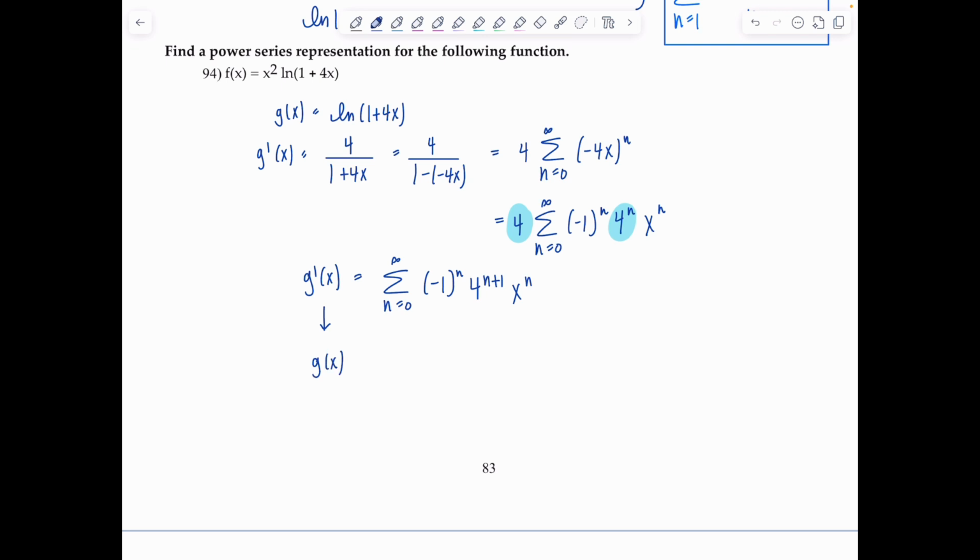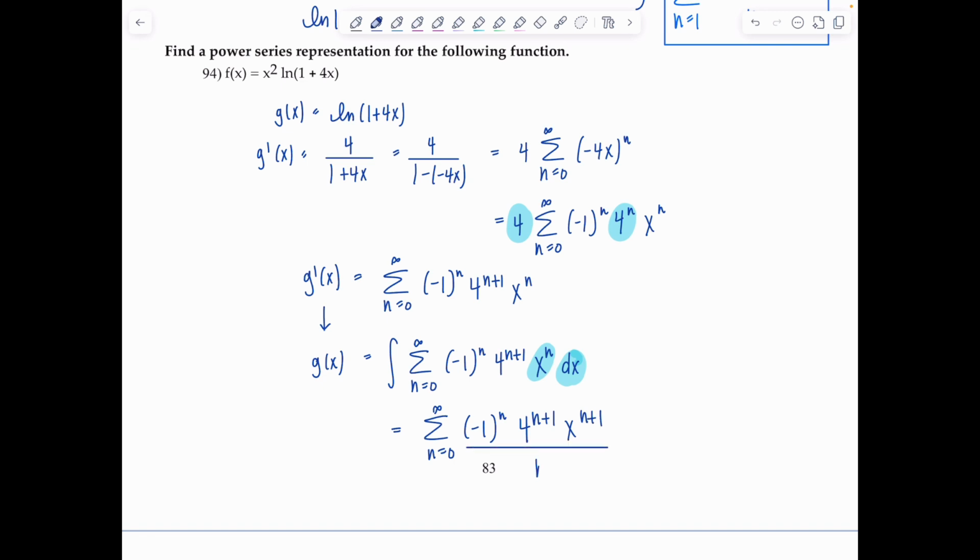So g of x is going to be the integral of the sum, n equals 0 to infinity, negative 1 to the n, 4 to the n plus 1, x to the n dx. No meltdowns. We're integrating with respect to x. That's the only term that involves x. So everybody just comes along for the ride. Don't touch a thing. N equals 0 to infinity, negative 1 to the n, 4 to the n plus 1. Add 1 to the exponent, and then you divide by the new exponent, and then don't forget plus c.